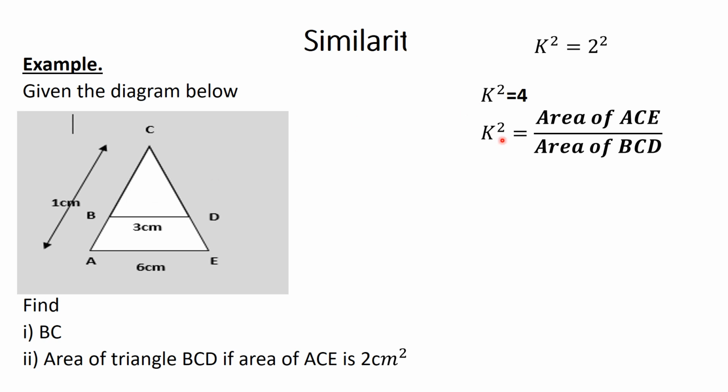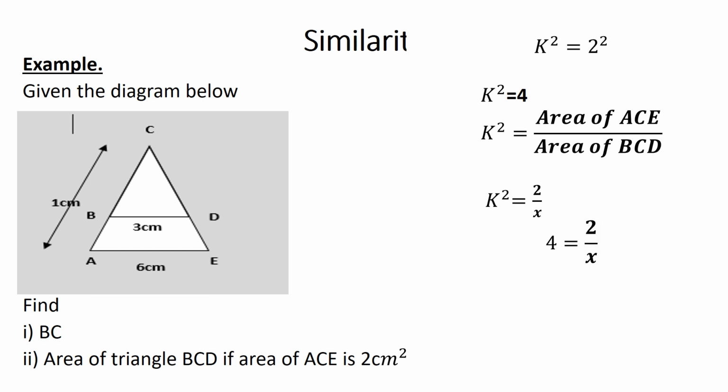So we're going to have area of ACE over area of BCD. Okay, ACE is on top, area of BCD is on the bottom. So ACE we have been given, we're looking for BCD. So we're going to plug in. So K squared is equal to 2 over X. Where is the 2 coming from? The 2 is the area of ACE. The area of BCD is the one we're looking for. K is the 4 here.